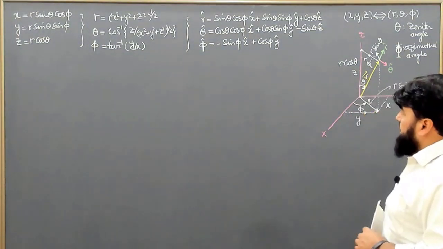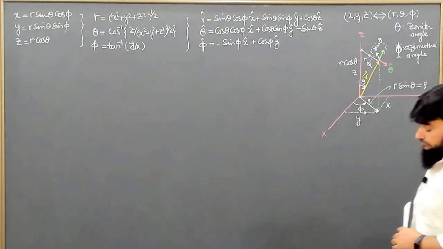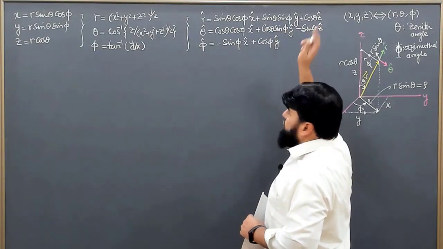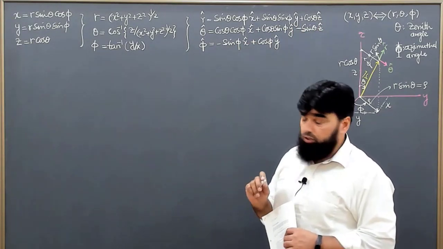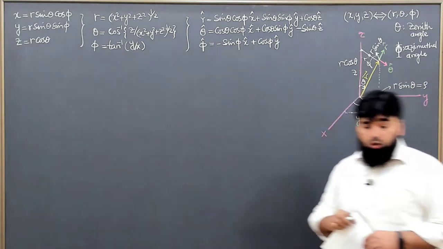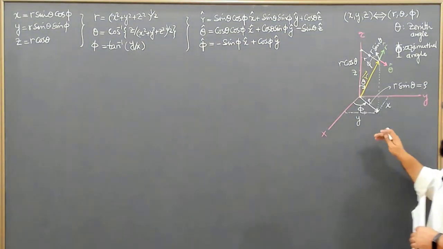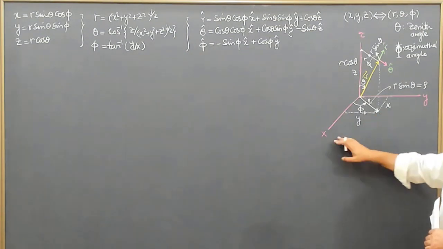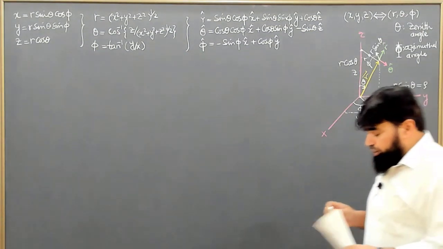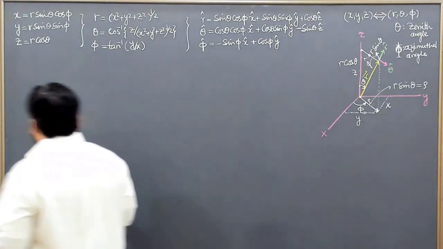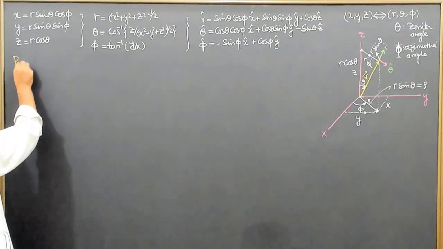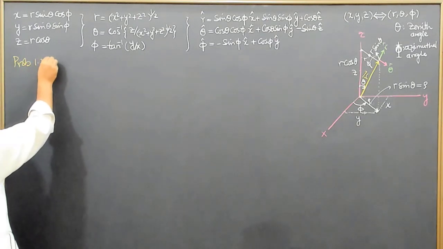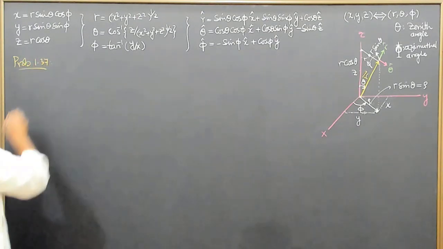Then we calculated the r unit vector in terms of the x, y and z unit vectors. Similarly, theta in terms of x, y and z unit vectors, and phi in terms of x and y unit vectors because this phi is in the plane of x and y. Now the question is, this is also problem 1.37, in which we do these things.